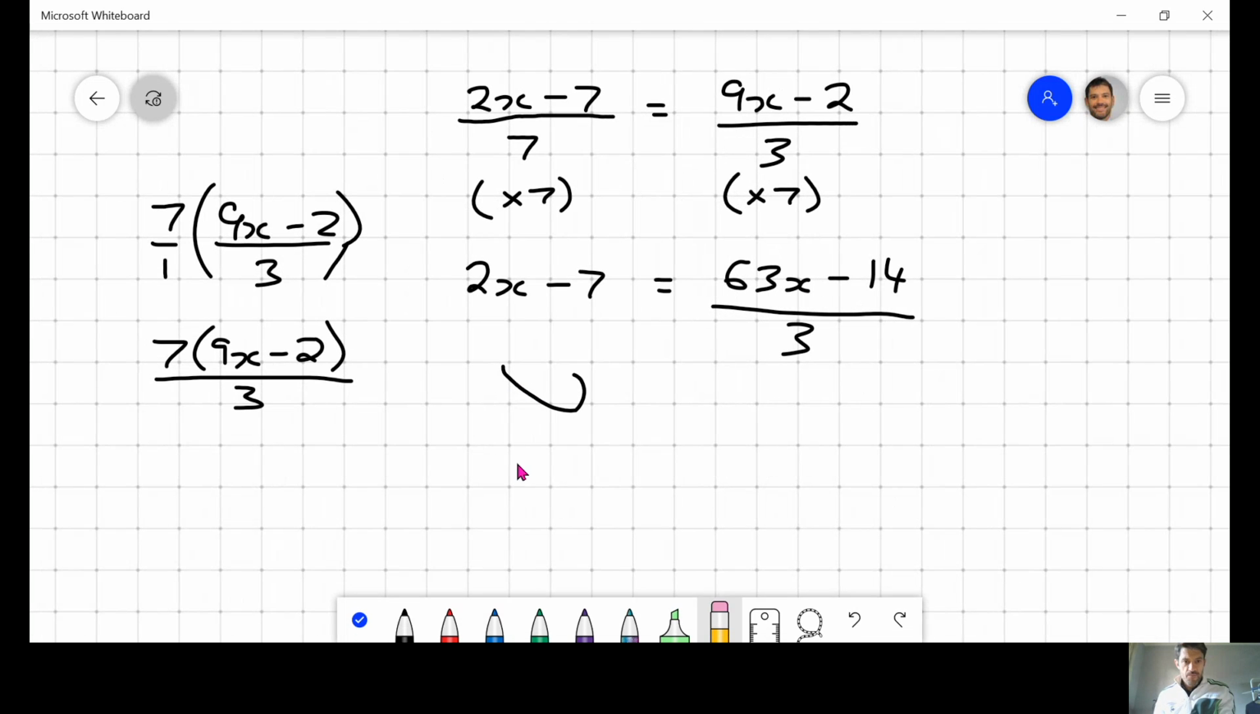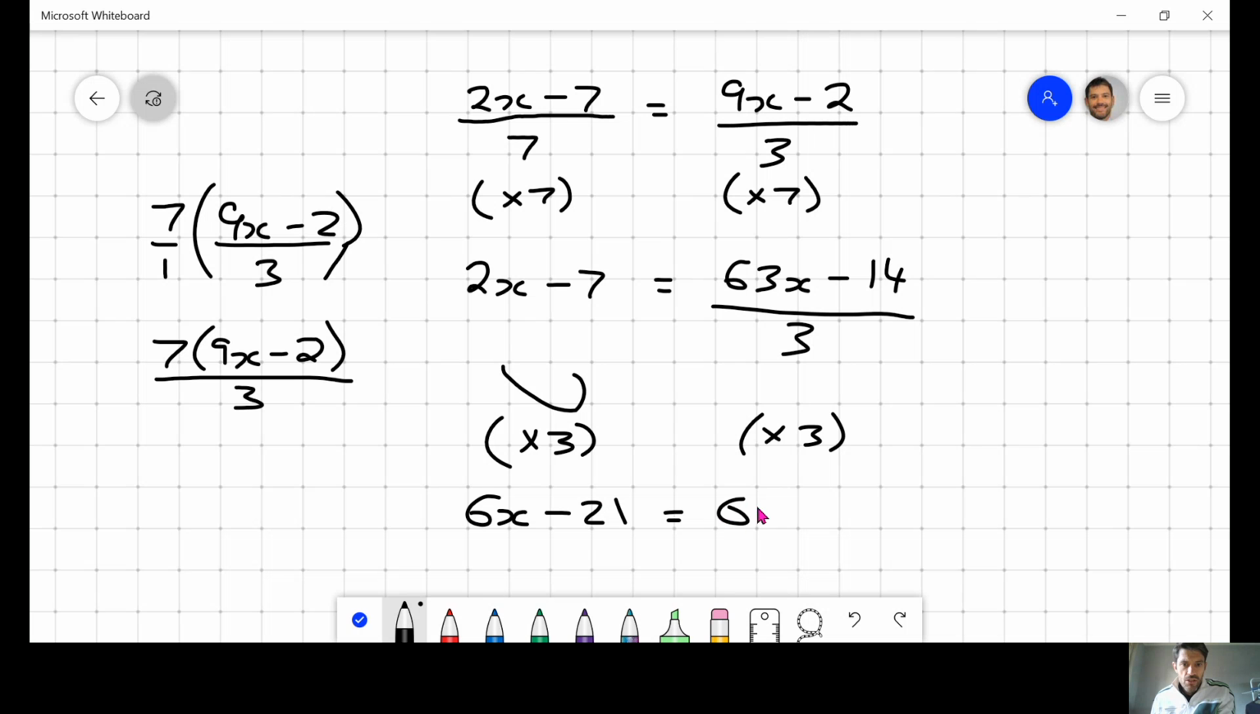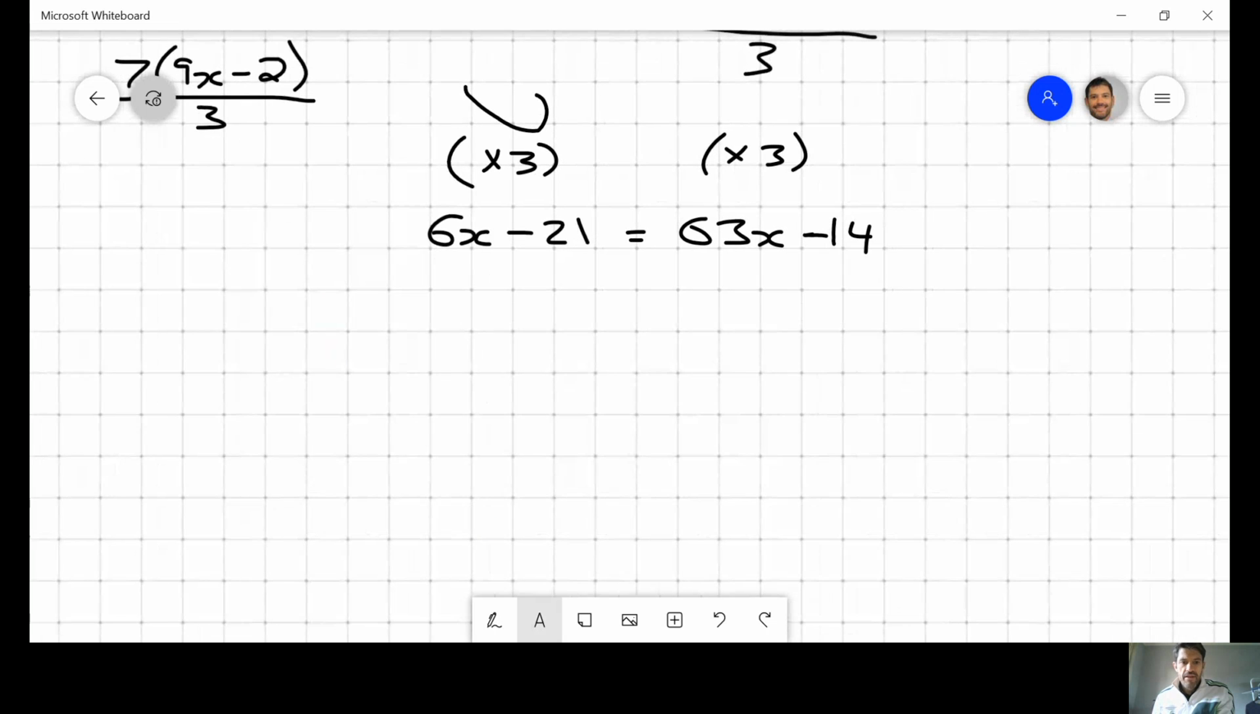Okay, I'll just skip down a bit. Times by 3. Times by 3. And remember to multiply each term. Terms are separated by a plus or a minus, positive or negative. 2x times 3 is 6x. Negative 7 times 3 is negative 21. 63x minus 14. And then we can solve it.